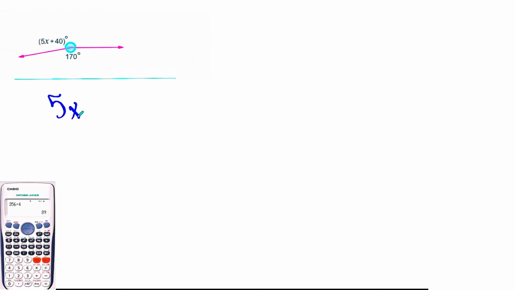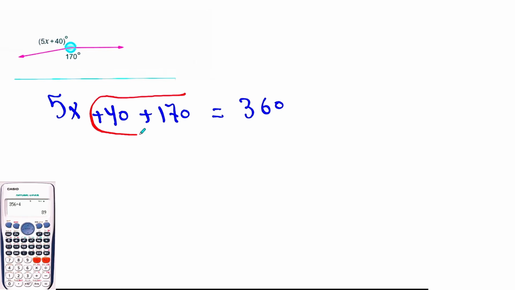Yes, let's say it. 5x plus 40 plus 170, yes. And I set it equal to 360. Perfect, great. We'll add the constants together since these are constants. It comes out to 210, so that's 5 times.